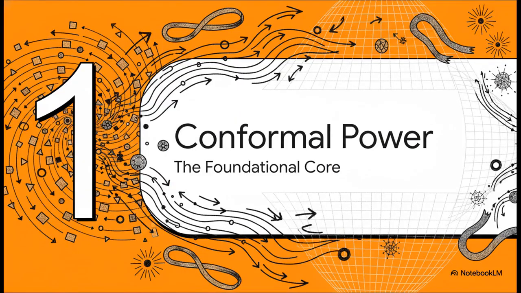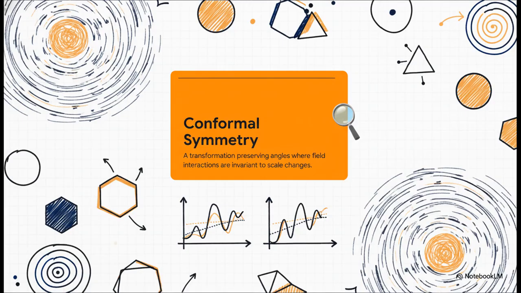Section 1. The power of conformal symmetry. Okay, so what even is conformal symmetry? Well, directly from the source, it's defined as a transformation where the interaction of fields at a critical point is invariant with respect to scale transformations. Basically, it preserves angles, while the metric tensor transforms by a specific scale factor. And the authors actually point out that this concept was introduced to quantum field theory 12 years before their paper, initially sparked by scaling ideas in second-order phase transition theory.